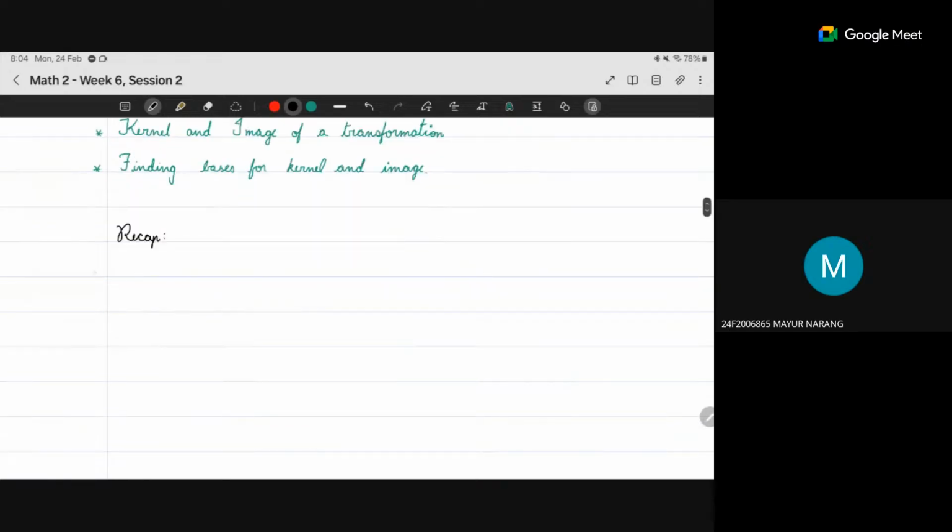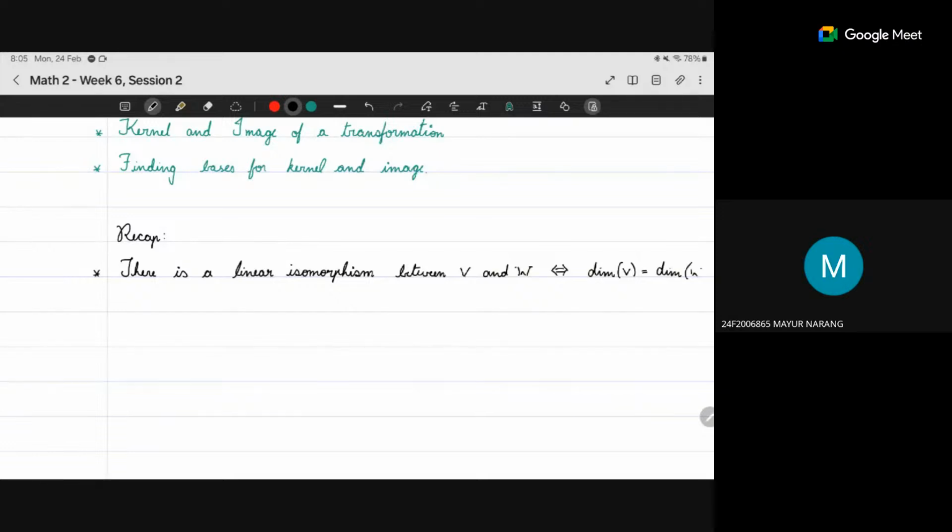The first result that we saw in the last session was that given two vector spaces, there is a linear isomorphism between them. A linear isomorphism is a linear transformation which is both injective and surjective, or 1-1 and onto. So when does that happen? There is a linear isomorphism between V and W if and only if the dimension of V is the same as the dimension of W.